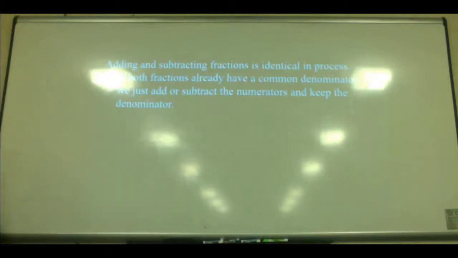we add or subtract fractions the same way that we add or subtract integers. If they're the same sign, we just add them together. If they're different signs, they fight against each other, and the bigger one wins, and we subtract the two numbers. Okay? As long as they have that common denominator. If they don't, we've got to get the common denominator. So let's take a look at this one.